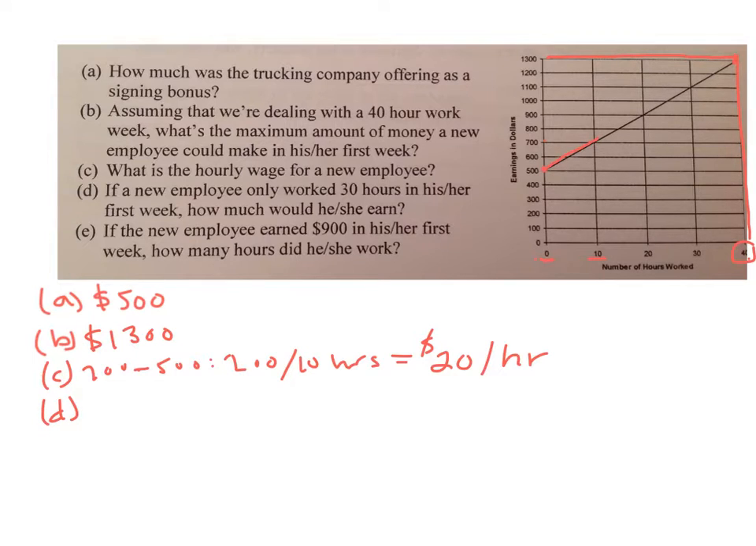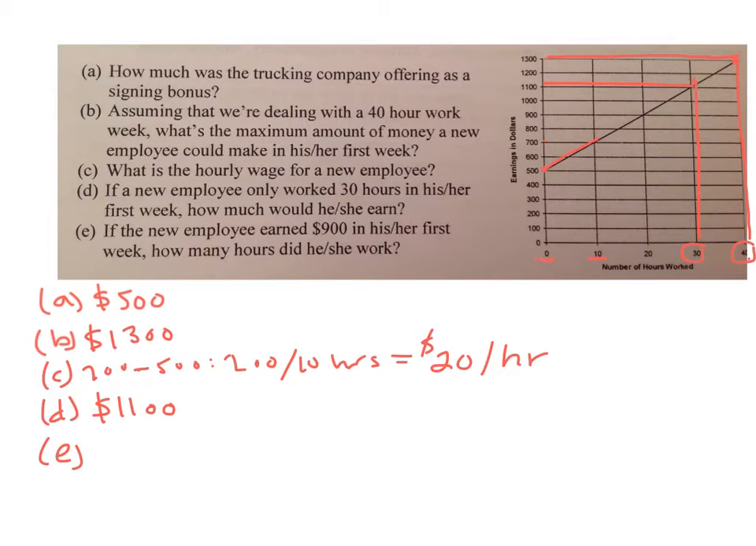So if a new employee only works 30 hours, how much can they earn? Well, let's take a look. Here's 30 hours. So in 30 hours, there's the graph, they're going to make $1,100 after 30 hours worth of work.